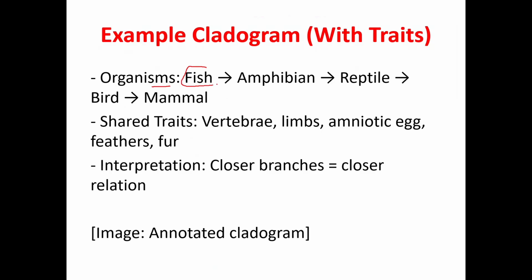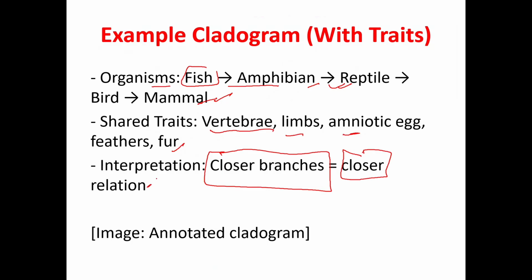An example is the organisms fish, to amphibian, then reptile, then bird, then mammal. So this is a simple distribution showing how fish convert into amphibian, then reptile, bird, and mammal. Shared traits are vertebrae, then limbs, amniotic egg, feathers, fur. Interpretation: the closer the branch, the closer the relationship between the different species.